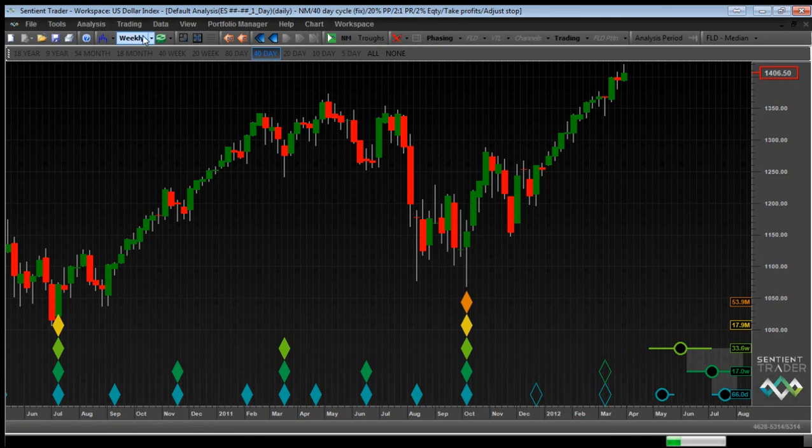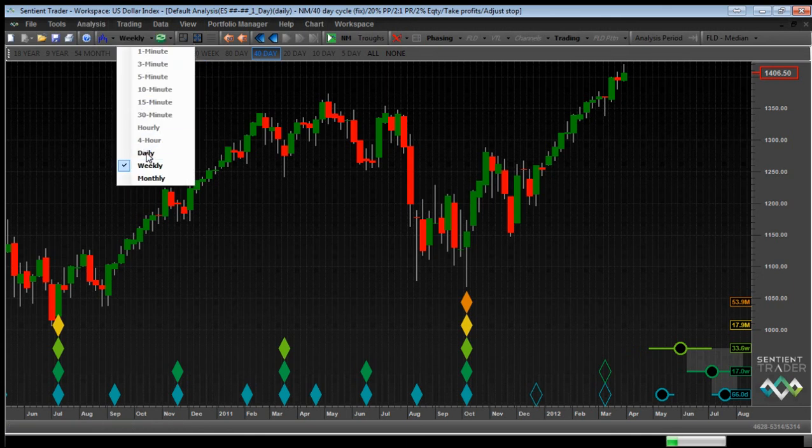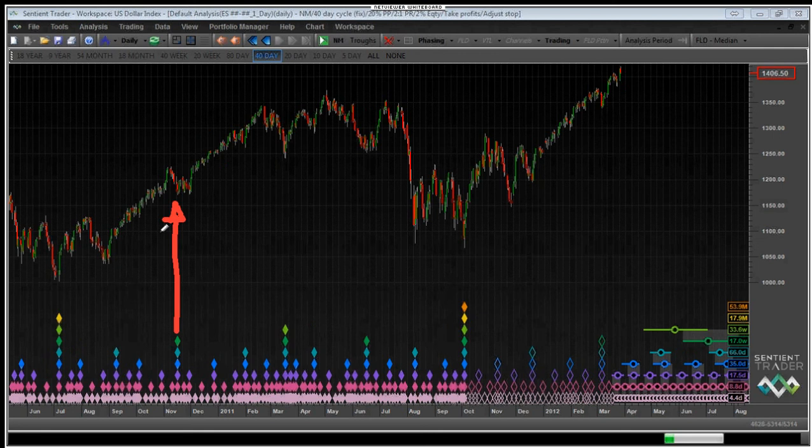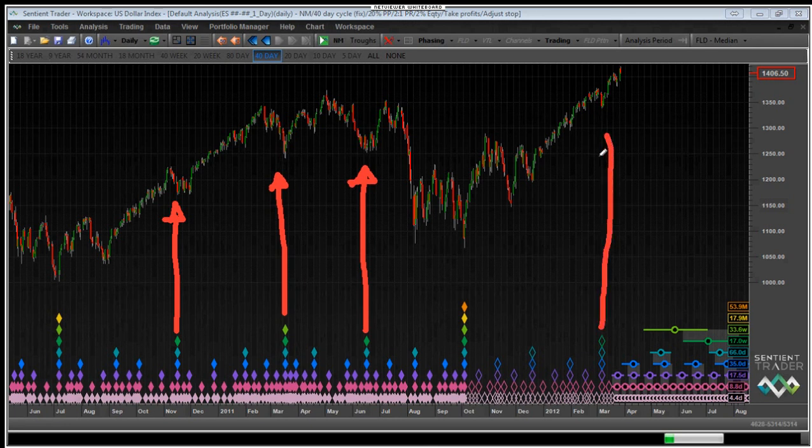Now, at this kind of scale, almost any analysis that you perform with Sentient Trader will probably look quite good. Of course, where you need to really start questioning the analysis is at the much greater scale. So let me change this to a daily chart and start having a look at the same type of questioning analysis in the same type of way, but at a smaller detail. Let's have a look at the 20-week troughs here.